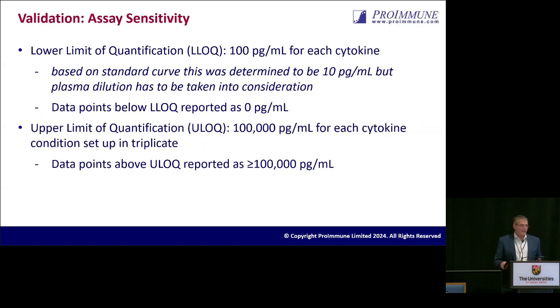We've performed assay sensitivity analysis, so we've determined that our lower limit of quantification is set at 100 picograms per mil for each cytokine. Based on our standard curve, this was actually determined to be 10 picograms per mil, but because we do this plasma dilution to get the linearity of signal, this has to be taken into consideration, and it's a 1 in 10 dilution, so then the LLOQ goes to 100 picograms per mil. And any data points that are below that LLOQ are reported as 0 picograms per mil in the reports. And then likewise, the upper limit of quantification is set at 100,000 picograms per mil for each cytokine condition as well. And any data points above that are reported as greater than 100,000 picograms per mil.